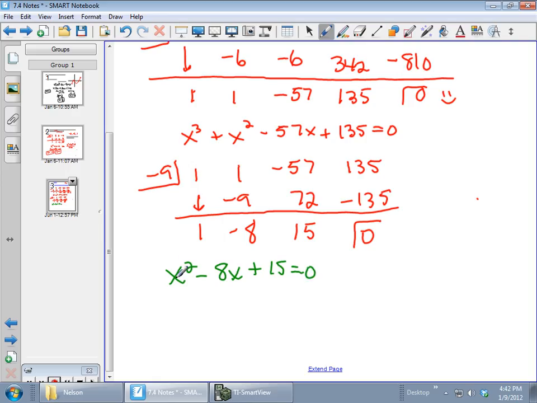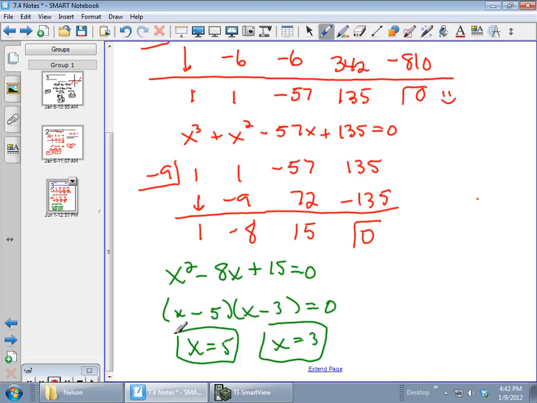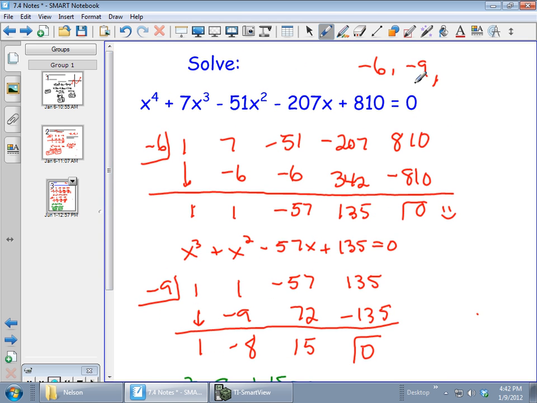And we've done lots of these, and we started doing these in junior high. This one is factorable, if that's a word. This would be x, let's see, 15 is 5 and 3, and so it would be x minus 5, x minus 3. And so my other two zeros or answers are x equals 5, and then x equals 3. So I'll run up here, and so my answers are negative 6, negative 9, 5, and 3.